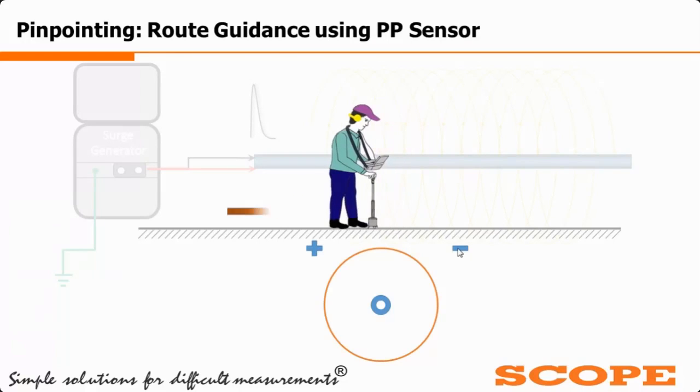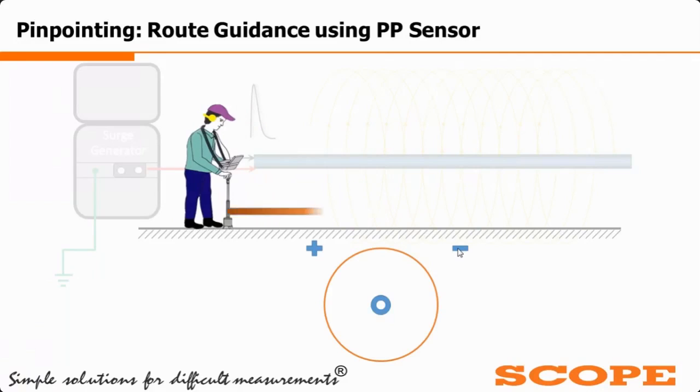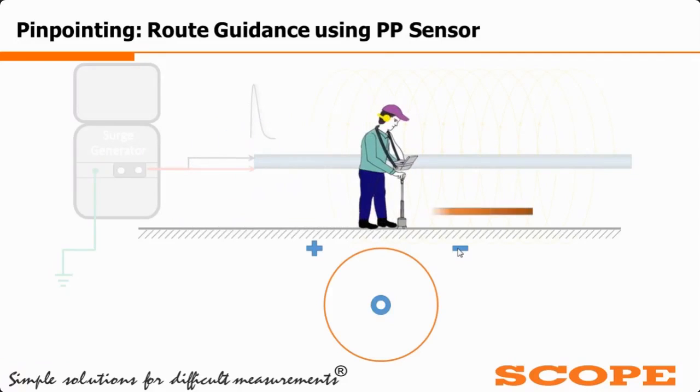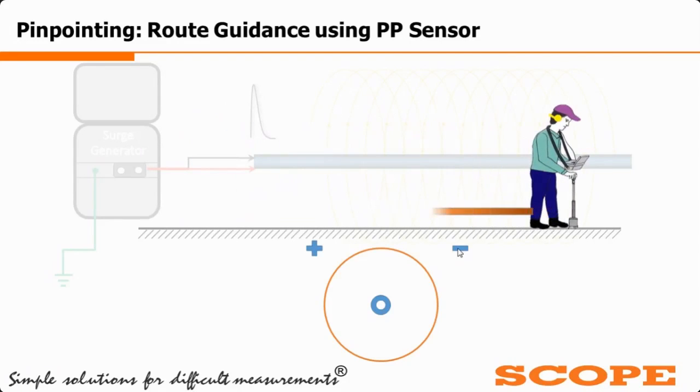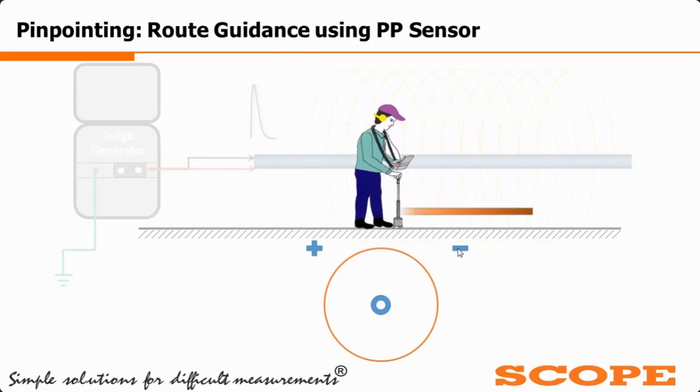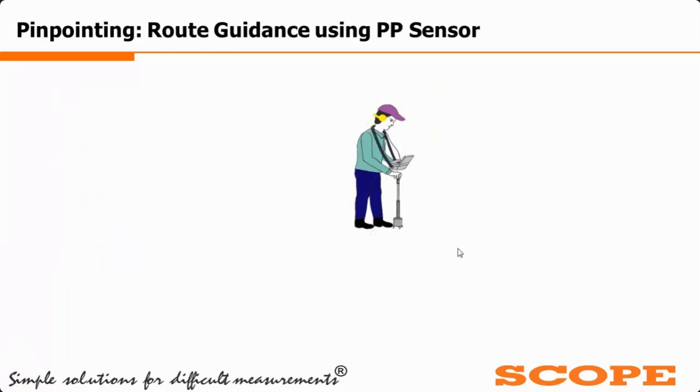So Scope's pinpointers have an arrow indication or route guidance feature. It will help the user to walk on the cable route while pinpointing. It will not give you the exact route, but it will help you to walk around the cable path, so that you can easily pinpoint the fault by looking at the acoustic sounds and acoustic graphs on the display. So how it will work, we will see here.